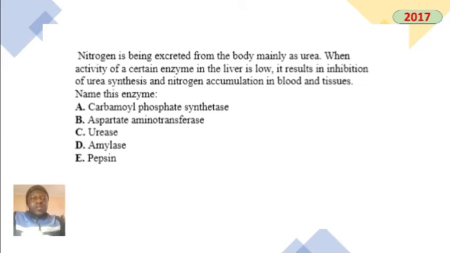Nitrogen is being excreted from the body mainly as urea. When activity of a certain enzyme in the liver is low, it results in inhibition of urea synthesis and nitrogen accumulation in the blood and tissue. Name this enzyme. Okay, the enzyme which is found in the ornithine cycle is carbamoyl phosphate synthetase. I told you again in the previous video, there are two. In the mitochondria, it's carbamoyl phosphate synthetase type 1. Type 2 is found in nucleotide synthesis. This one is carbamoyl phosphate synthetase 1.